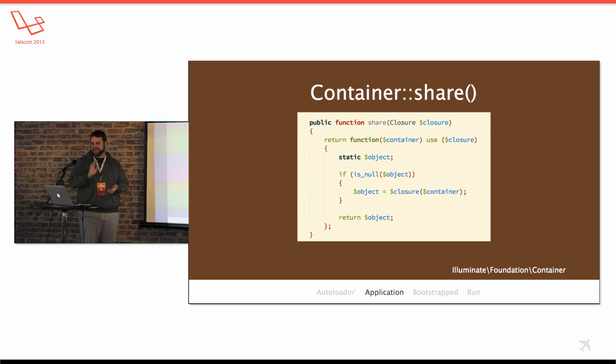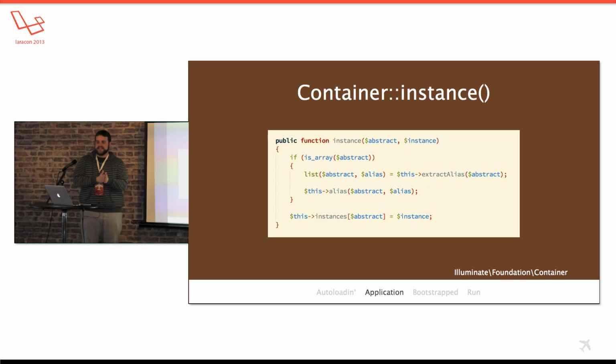So first, container share. You can see the key thing is the static object. That sort of makes sure that there's no other object instantiated like this object. It is unique. And then returns said object to the application object. The next one is instance, which abstract is kind of a funny term. I would think of it more as like a name or a title for what exactly you're storing. And that, again, just goes through and sets the property.